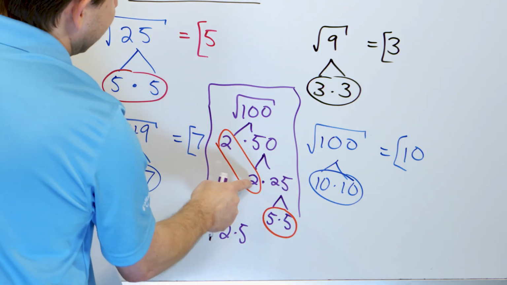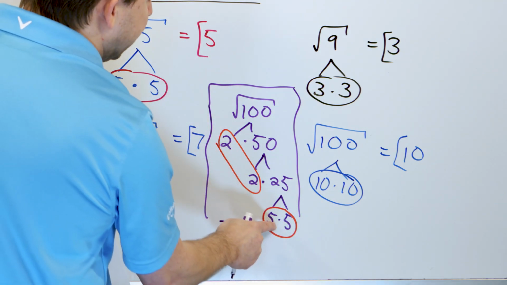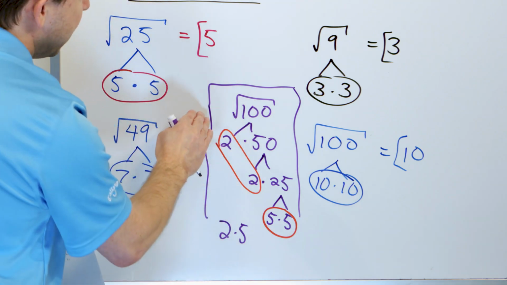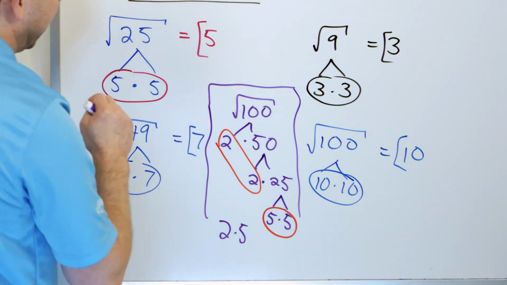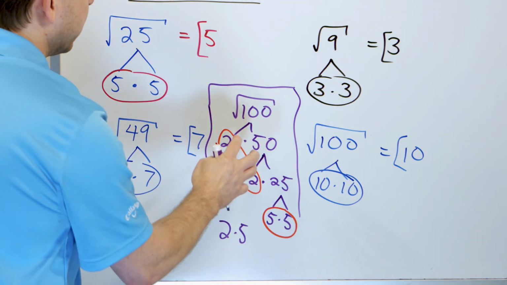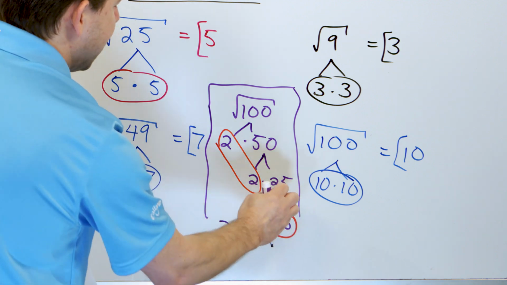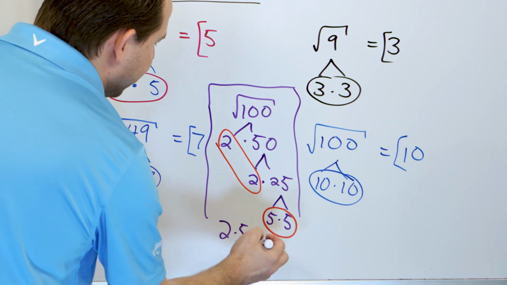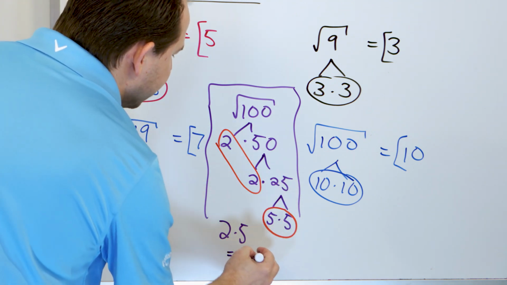Think about it. 2 times 2 is 4, 4 times 5 is 20, 20 times 5 is 100. So everything at the bottom of the tree is multiplied to give me 100. So when I take the square root, the 2 counts once, the 5 counts once, but they're multiplied together. And that means the answer is 10.